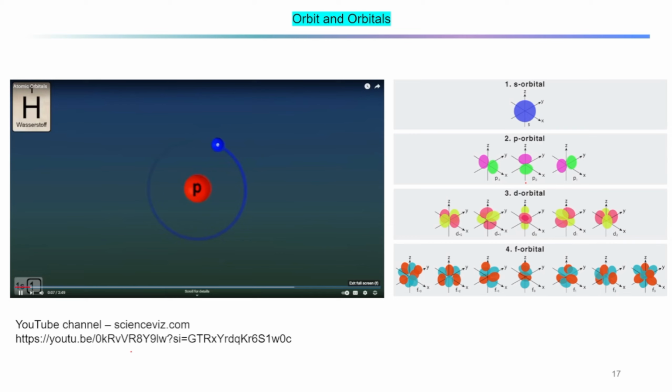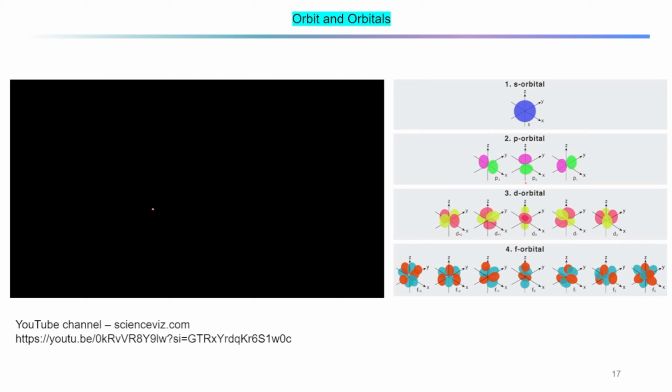Now, I'll show it. First we have this electron. This one is the nucleus, or proton, a positively charged nucleus, and this electron is revolving around it. In 2D space, we can see the electron moving circularly, but in 3D space, it will create a sphere. So the electron density will be like a sphere.